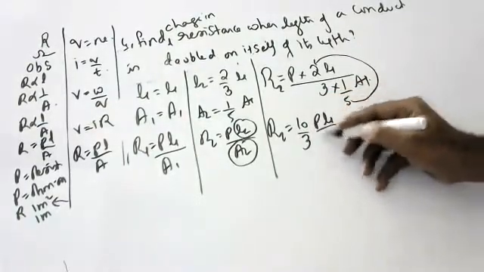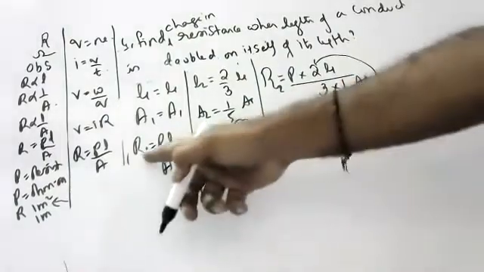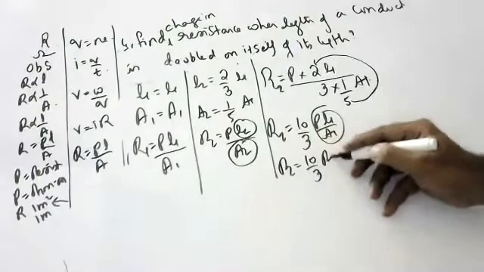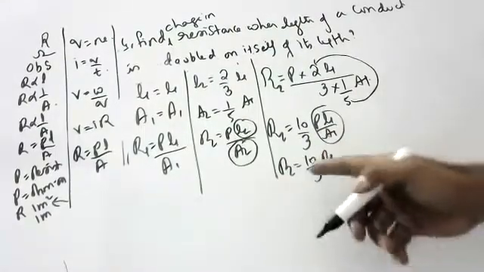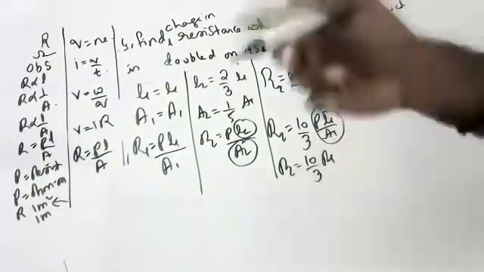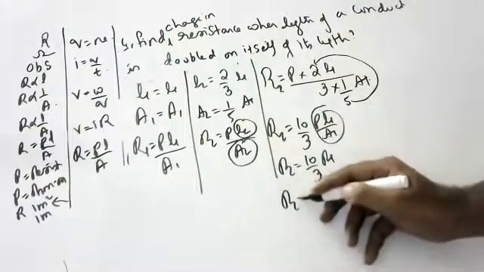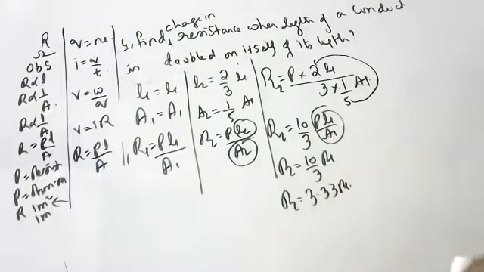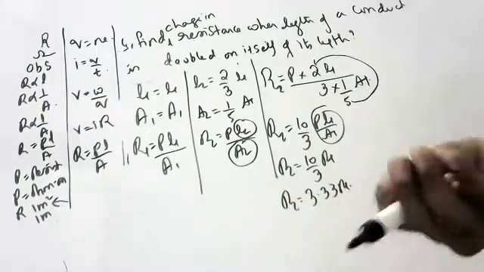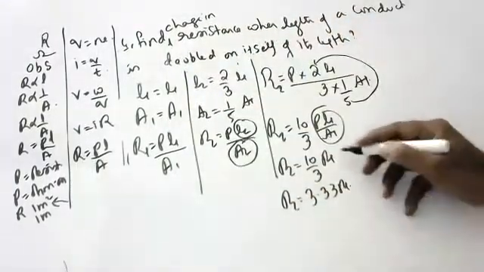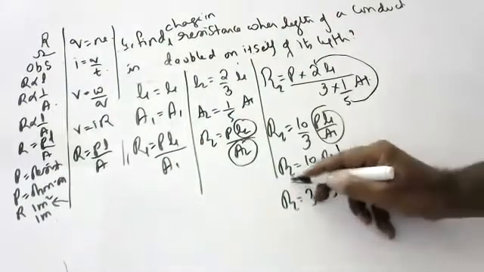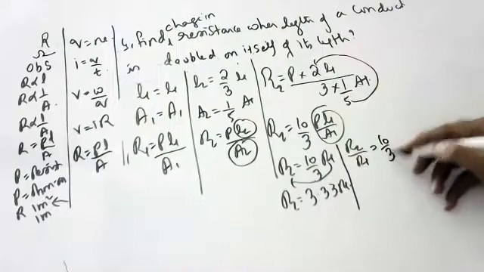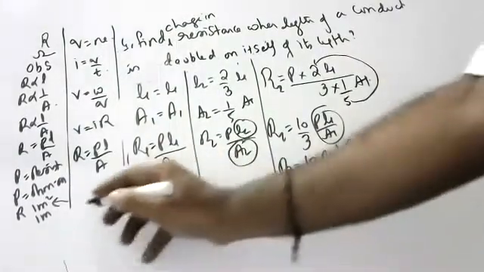rho L1 by A1. What is rho L1 by A1? R1. So 10 by 3 R1. 10 by 3 means 3.33 times of it. Resistance is increasing because R2 is 3.33 times the original. So what is the percentage increase?